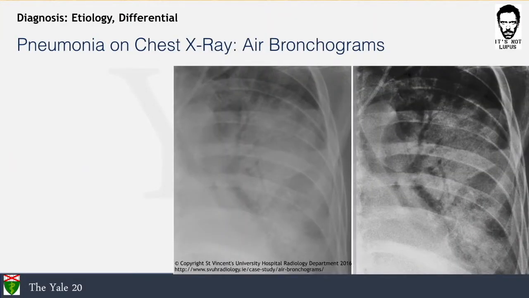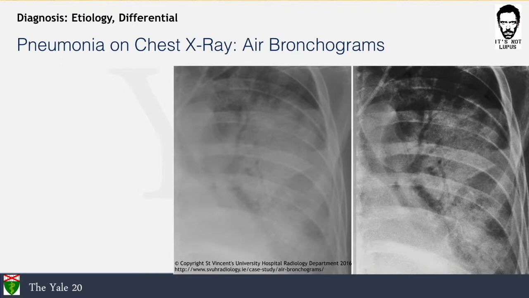Another important chest X-ray finding to be aware of and practice looking for is called the air bronchogram. The concept is very simple. You have these tubes, your bronchioles, bronchi, that are filled with air, right? So they should be dark and lucent on the X-ray, versus the junk and the consolidation should be really dense and more white on the X-ray.